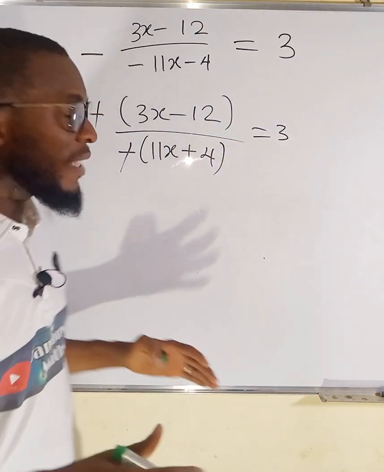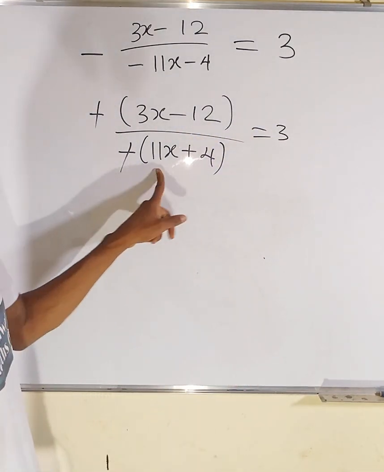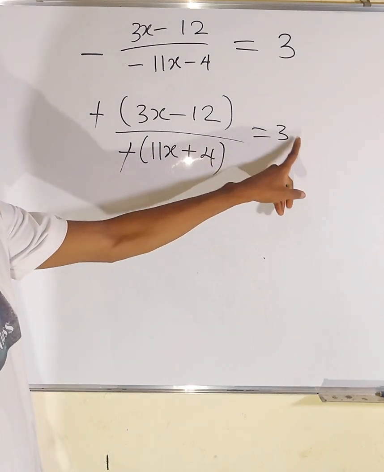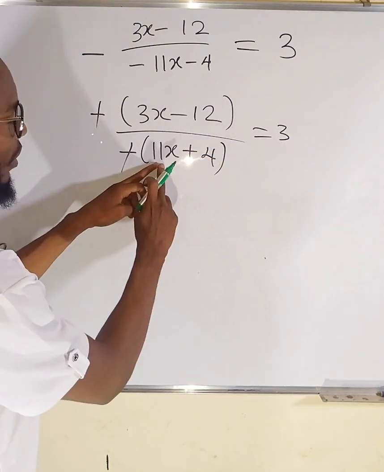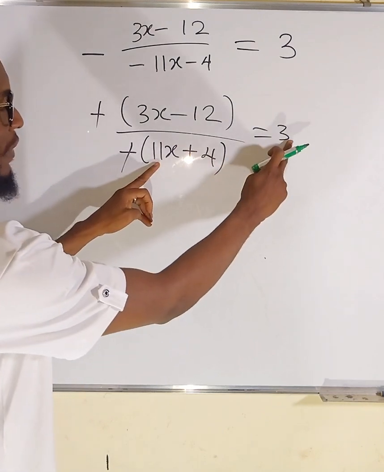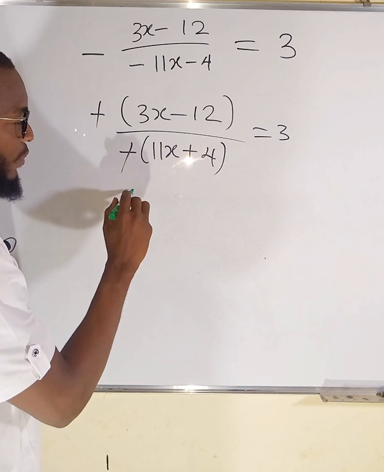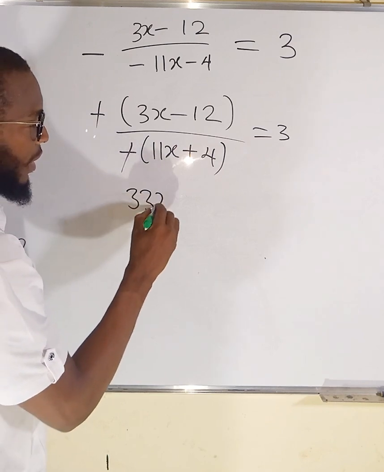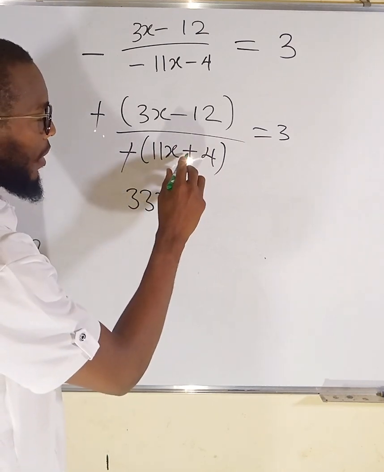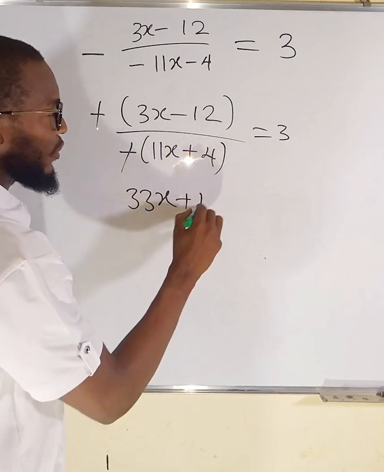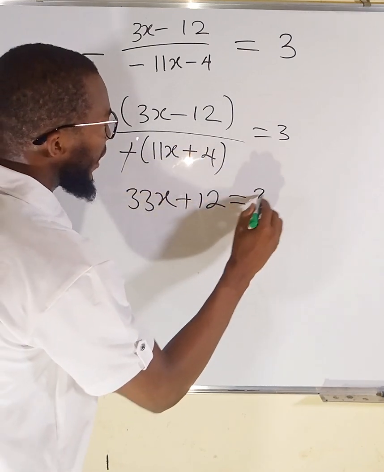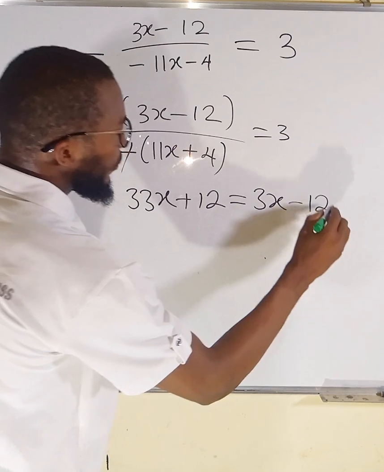Now the last step here is to cross multiply. Take this and multiply by this. Then you set it to be equal to this. So the whole of this multiply by this. We have 3 times 11. That will give us 33x. Then plus 3 times 4 is 12. The whole of this is equal to 3x minus 12.